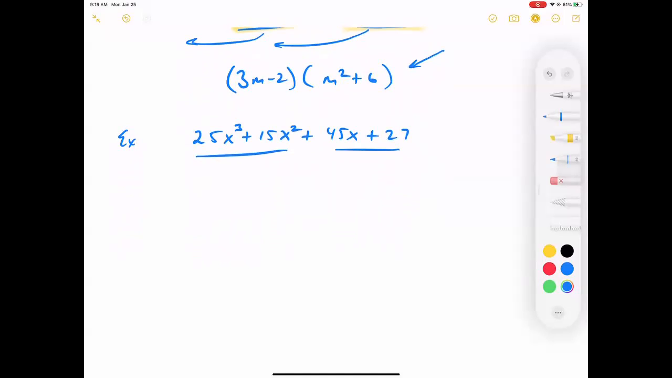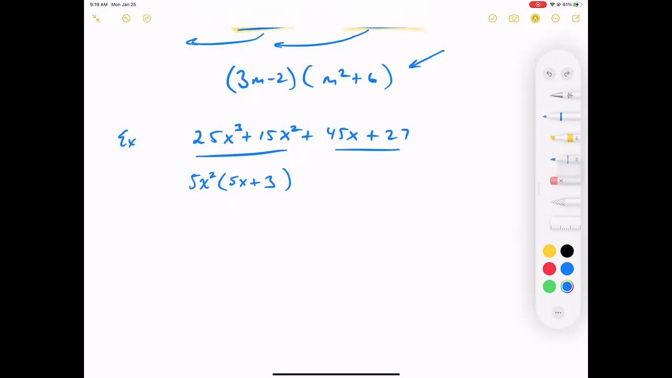Okay, so tell me what values are in common with 25x cubed and 15x squared. I see they both have a 5 and an x squared in common. Are you guys kind of okay with that? They both have a 5 and an x squared in common. And we're left with 5x plus 3. You can double check by multiplying them back together. 5 times 5 is 25, and 5 times 3 is 15.